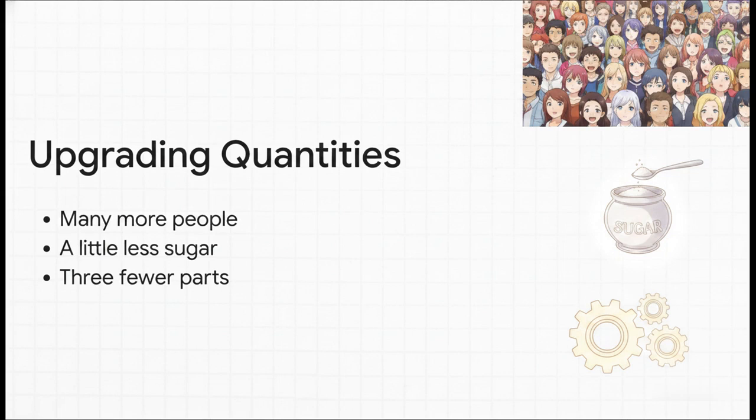So instead of just saying many people, we upgrade it to many more people. With uncountable nouns, we say a little less sugar, and for countable nouns with numbers, 3 fewer parts. Mentally repeat those phrases to yourself for a second. Many more, a little less, 3 fewer. See what we're doing? You are taking basic concepts and giving them a highly specific mathematical value.